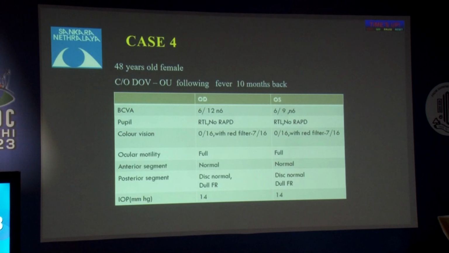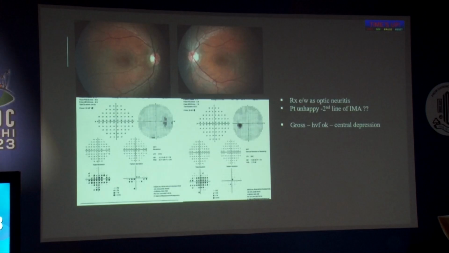So this is the last case, who was referred to us as optic neuritis again, and she had a bilateral drop in vision, but she was too symptomatic. If you could see this, it's a very subtle temporal pallor and a very minimal field loss, but the patient was very symptomatic. So the patient was actually referred to us for second line optic neuritis treatment. But looking at these fields and the vision, I said, no, there's something else which is being missed.